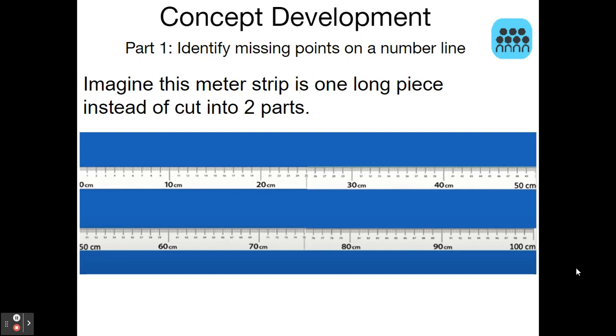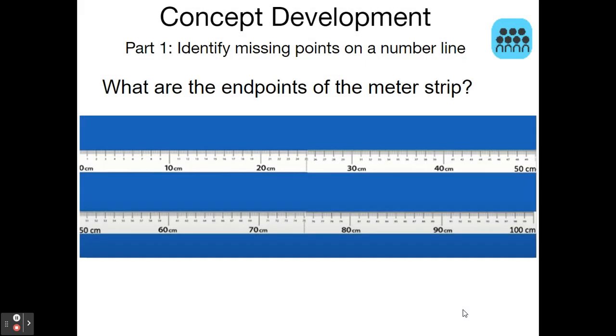All right, now, like I said, if you do not have the template, it's okay. You're going to follow along with what I have. So imagine this meter strip is one long piece instead of cut into 2 pieces. We have 0 to 50 and then 50 to 100. Pretend it's one long strip, okay? What are the endpoints of the meter strip? Well, to remind you, endpoints are on one end, so that would be 0 on this end, and 100 would be the other end. Those are our endpoints.